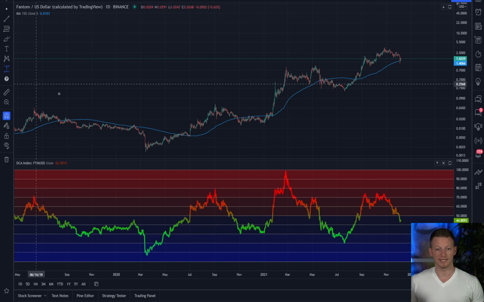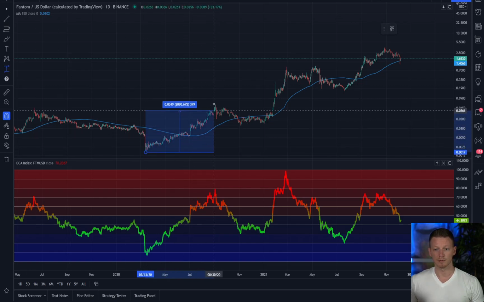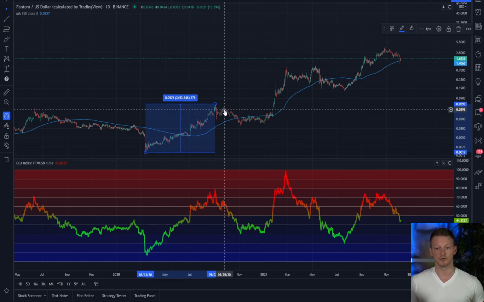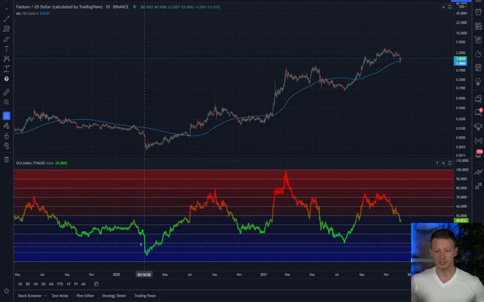In terms of percentage gain, we were looking at a move which led to almost a 3,500% gain in just a few months. And you can see that the DCA index model would have indicated to you that this was likely nearing the bottom for this particular token.